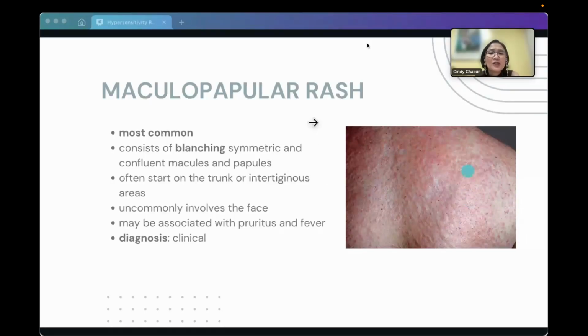Actually, if you look at the picture right now, maybe if you didn't know we were talking about hypersensitivity reactions, the first thing you would think about in this picture would probably be measles. And what will differentiate it from a drug reaction is the history of your patient. So that being said, the diagnosis of a drug reaction manifesting as an MP rash is mainly clinical, and it rarely needs laboratory testing or skin biopsy.